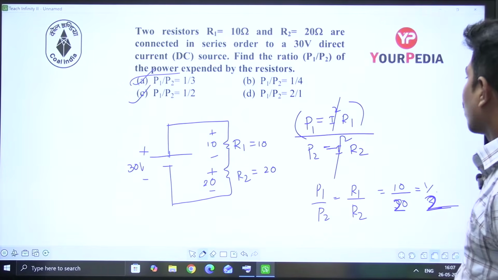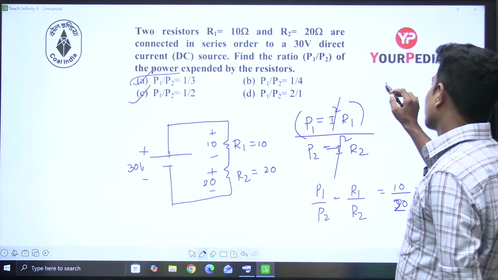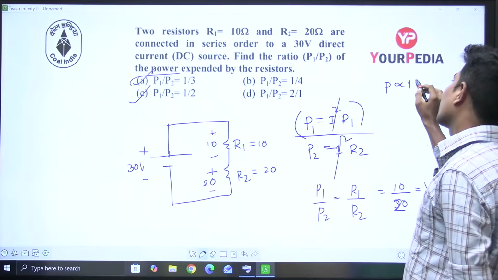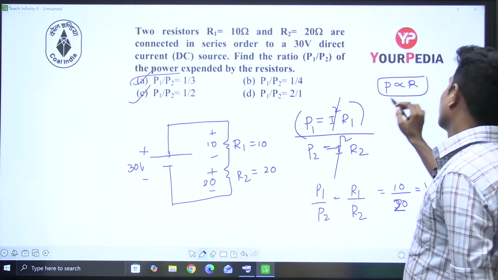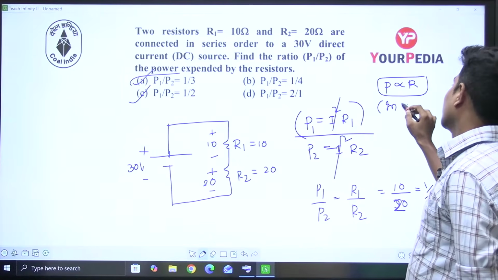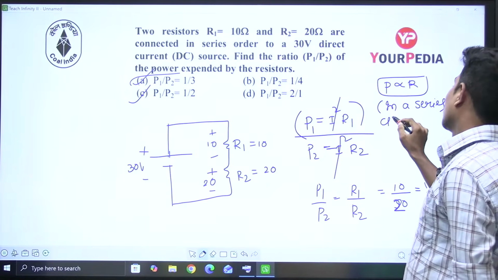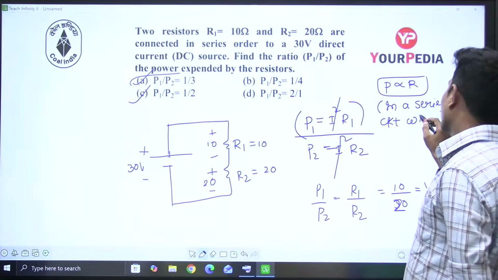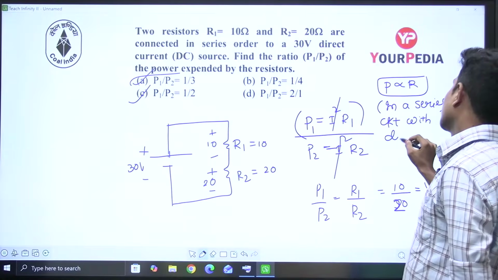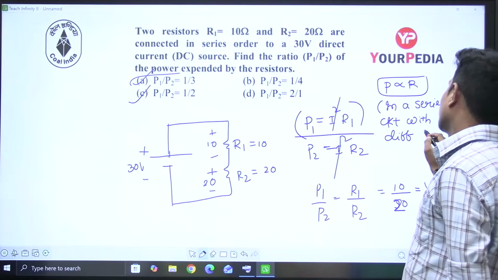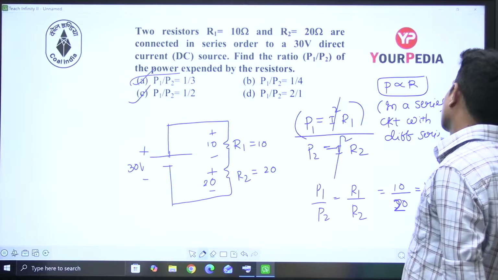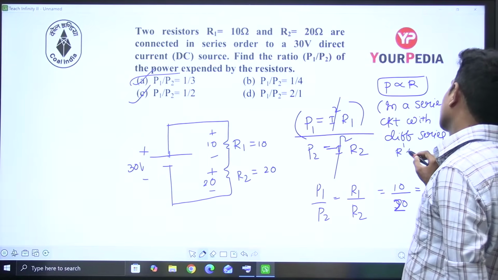From here, there is some conclusion. In a series circuit, P is directly proportional to R. In a series circuit with different series resistances, right?